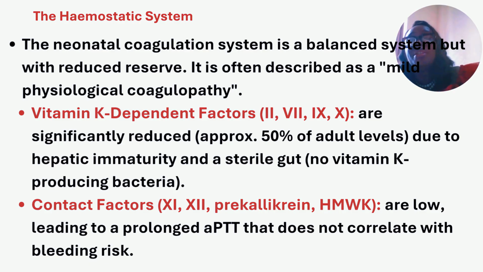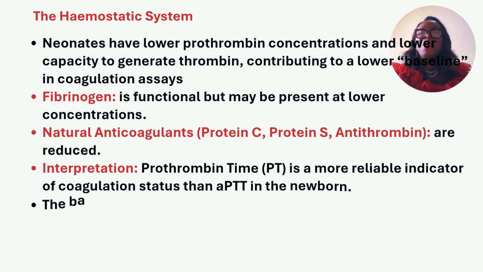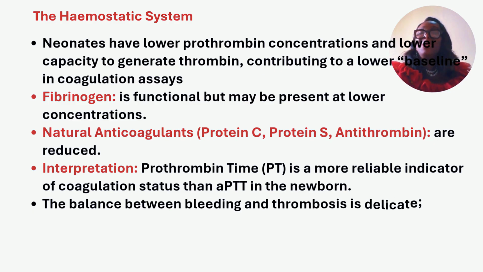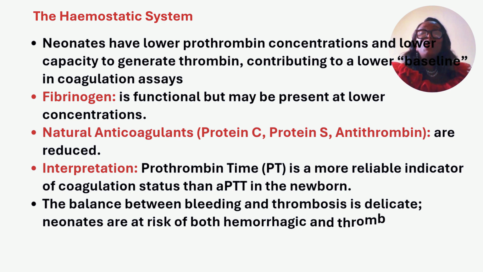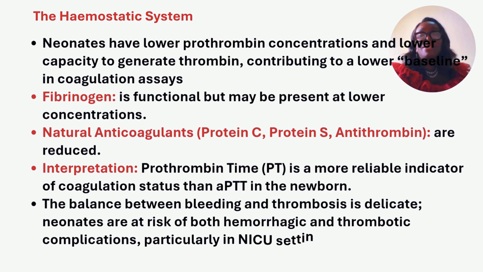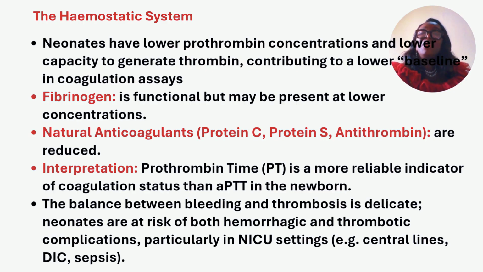Contact factors like factor 11, factor 12, and others are low, leading to a prolonged activated partial thromboplastin time that does not correlate with bleeding risk in the neonates. You should also note that neonates have lower prothrombin concentration and lower capacity to generate thrombin, contributing to a lower baseline in coagulation assays. Fibrinogen is functional but may be present at lower concentrations too in the neonate. Natural anticoagulants like protein C, protein S, and antithrombin are reduced in the neonate.